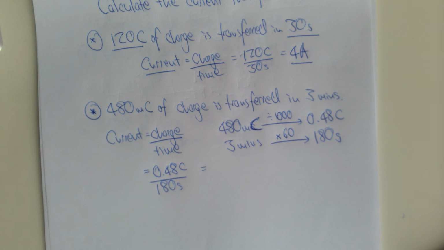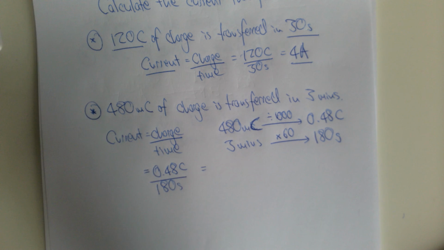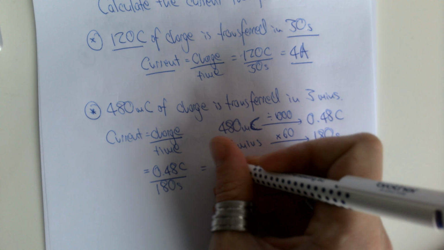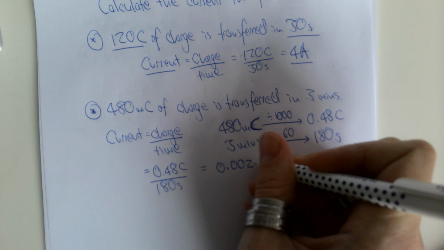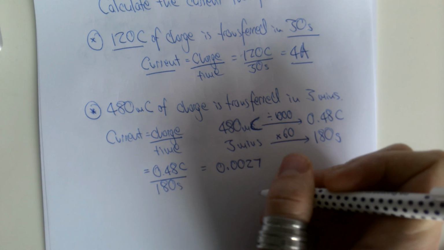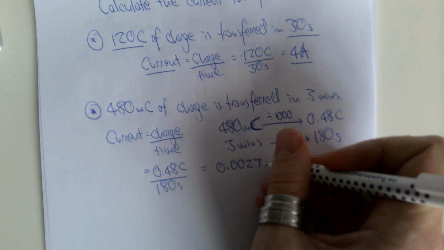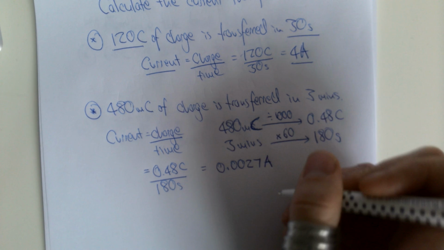So 0.48 divided by 180 gives us 0.0027 if we round it. So that would give us 0.0027 amps.